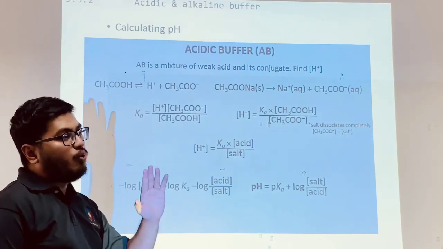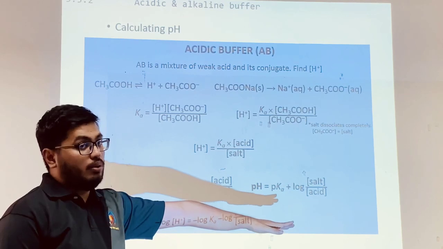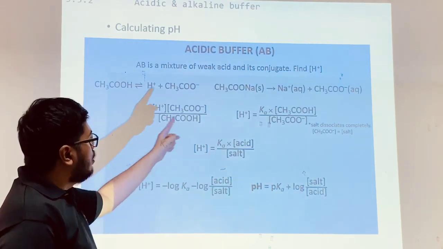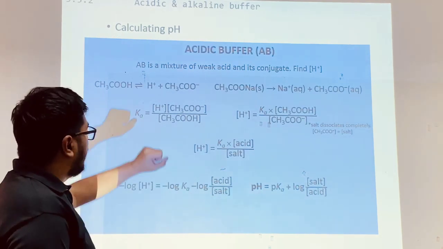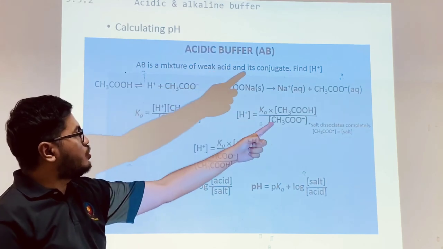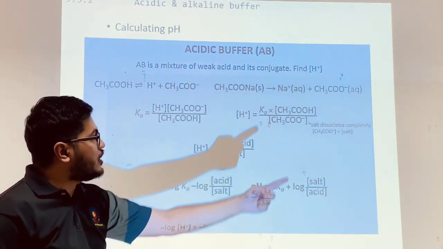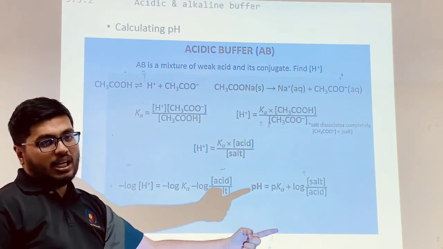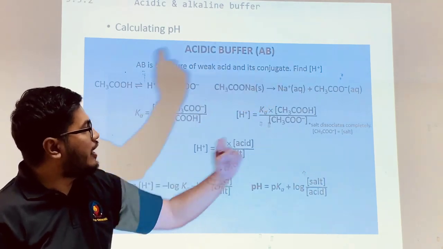So, before we go into the formula, ini formula yang awak perlu gunakan. We look at how do we derive this formula here. Okay, so basically an acidic buffer is a mixture of weak acid and its conjugate. So we need to find the concentration of H+. Sebab apa H+? Sebab kita nak kira pH kat bawah ni. So pH is from the concentration of H+, that's why kita kena cari H+.